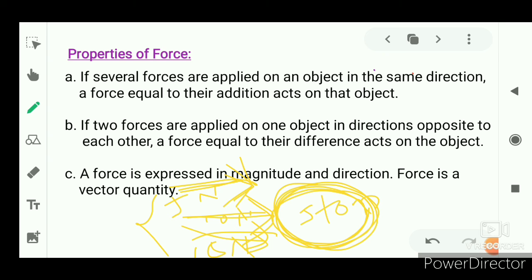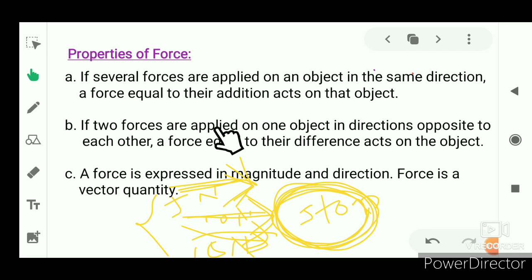So it becomes easy when several persons are applying a force in the same direction. So that's written here that if several forces are applied on an object in the same direction, then a force equal to their addition acts on that object. जब एक ही ऑब्जेक्ट पे सेवरल फोर्सेस अप्लाई होते हैं इन द सेम डायरेक्शन, देन उस पे जो नेट फोर्स होता है, टोटल फोर्स होता है, दैट इज इक्वल टू द सम ऑफ द फोर्सेस.